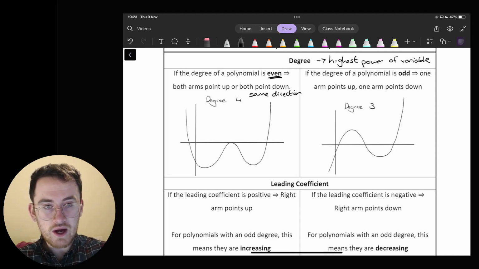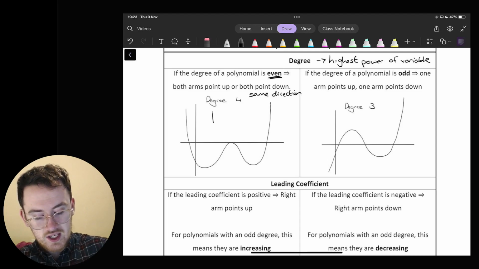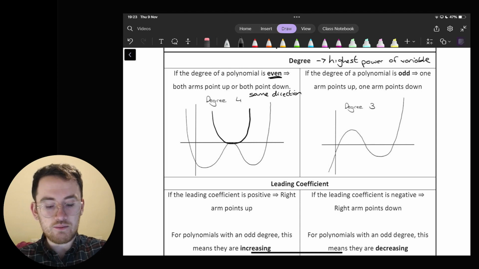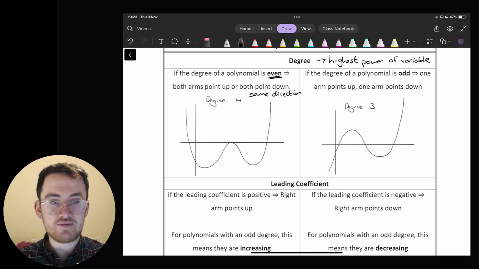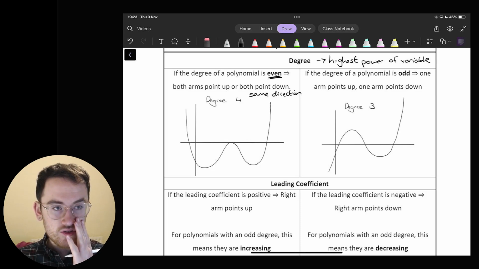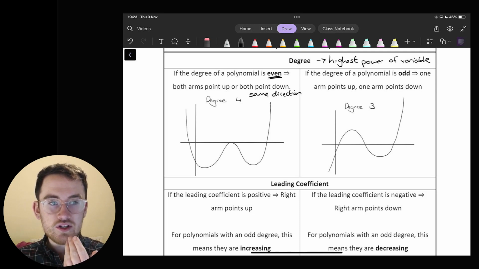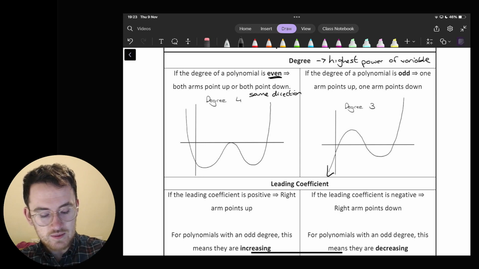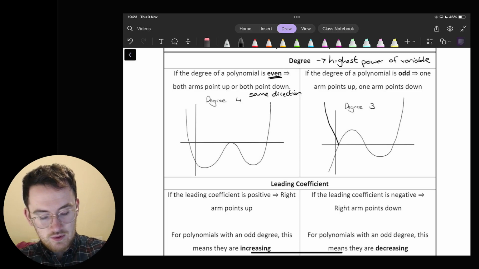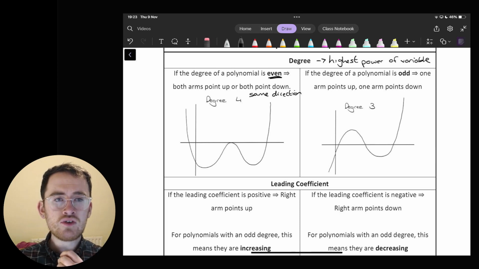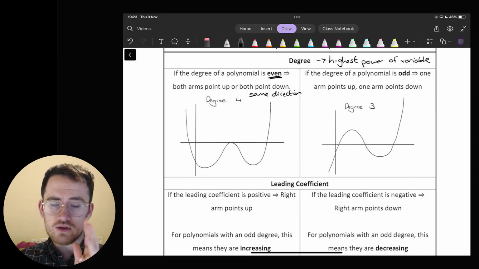And I've drawn a power of 4 there, but you could think about a quadratic. A quadratic has a power of 2 and both arms either point up, or if it's a negative quadratic, both arms would point downwards. So they both point in the same direction. If the degree is odd, we would say that one arm points up and one arm points down. We have the example here of a cubic. We can see one of the arms here is pointing down and the other arm is pointing up. And we could easily have the same cubic going the opposite way, with one arm pointing down and one arm pointing up.